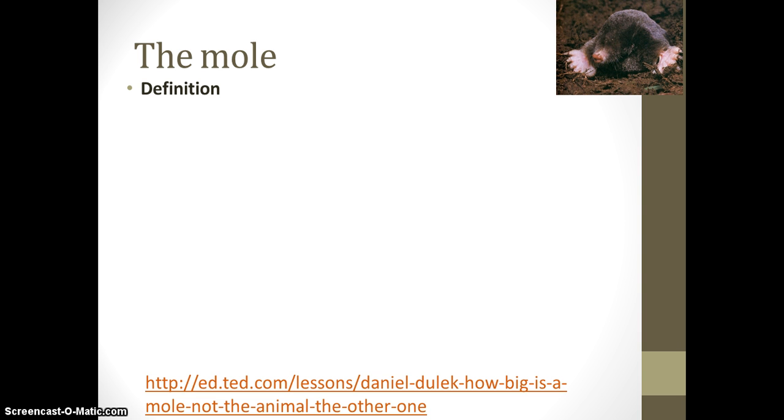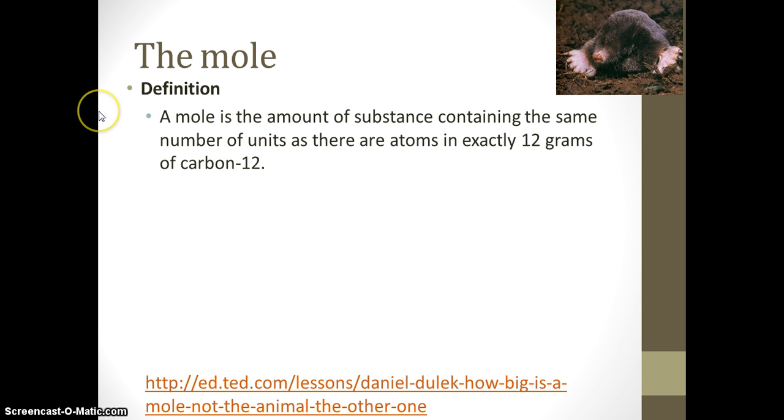Now let's start with the mole. That was the first thing that we studied in Unit 3. We're not talking about this mole, of course, we're talking about the mole that we use in chemistry. And a definition for the mole will be the amount of substance containing the same number of units as there are atoms in exactly 12 grams of carbon-12. So this is the proper definition of a mole.